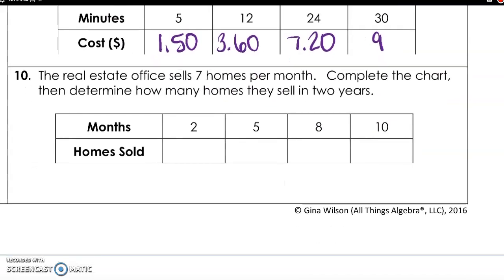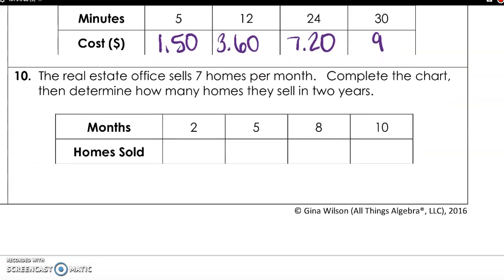All right, last one. There's a chart and then there's a question. So 7 homes per month that they're selling. So 7 times 2 is 14. 7 times 5 is 35. 7 times 8 is 56. And 7 times 10 is 70.